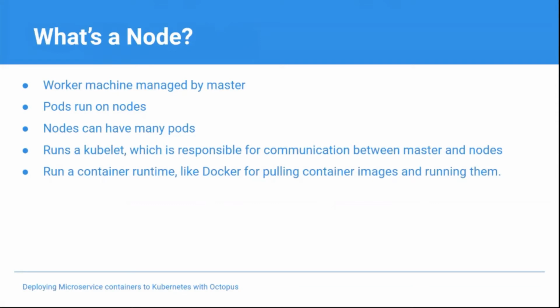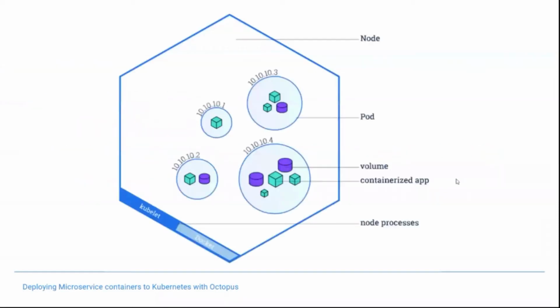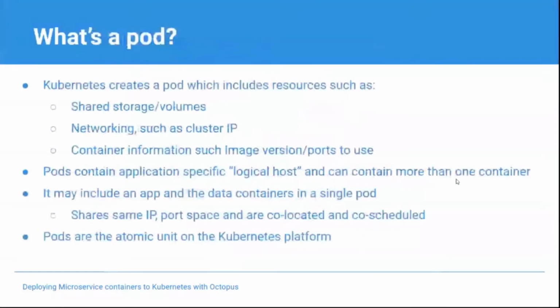So you have a primary and then you have your secondary, but the kubelet is responsible for communicating between master and nodes, and it runs a container runtime like Docker for pulling container images and running them. So it's a graphical representation of a node. As you can see there, this is a kubelet that's responsible for your node processes. You've got a few different pods there. As you can see, each pod has a container. And if you look at the bigger picture, in that cluster you also have multiple nodes.